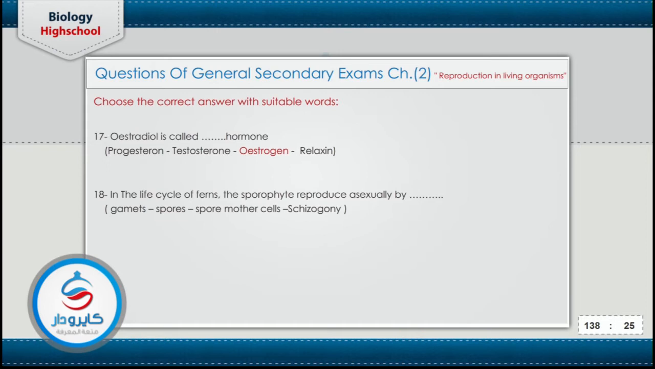The next. In the life cycle of fern, the sporophyte reproduces asexually by, in ferns, the sporophyte that produces spores, so that takes place by the spores, which act as a kind of asexual reproduction, which is called the sporogeny.